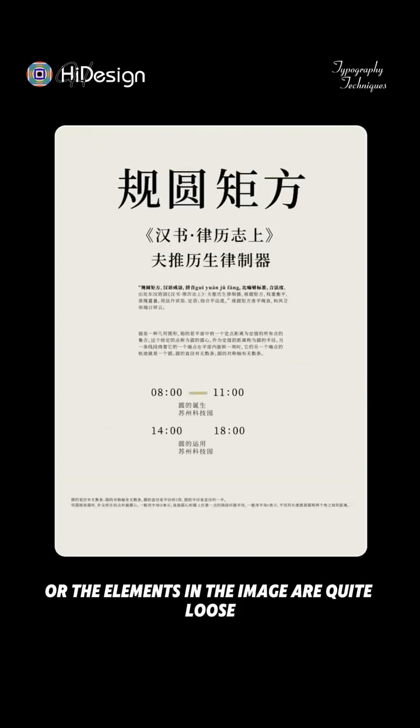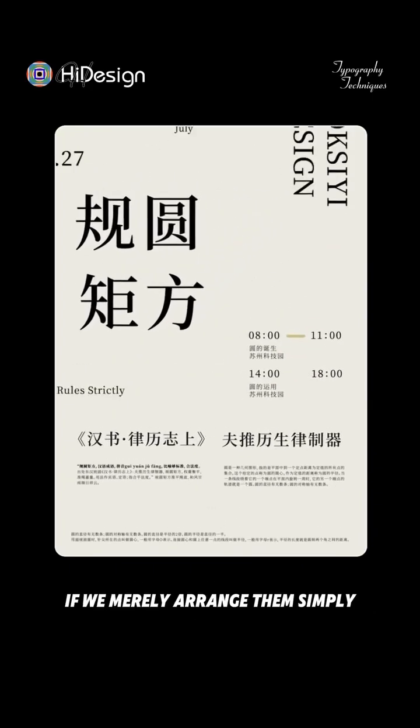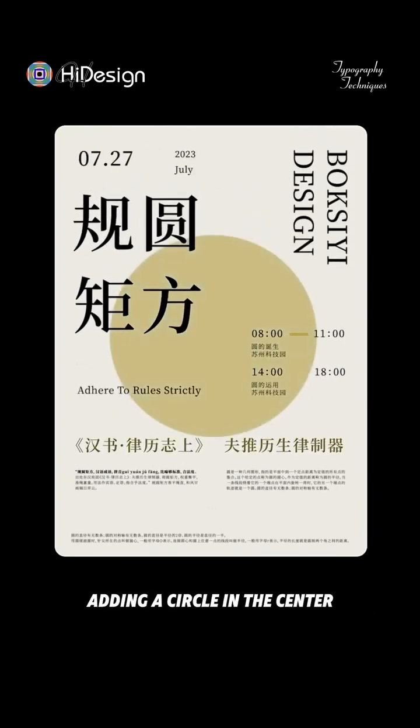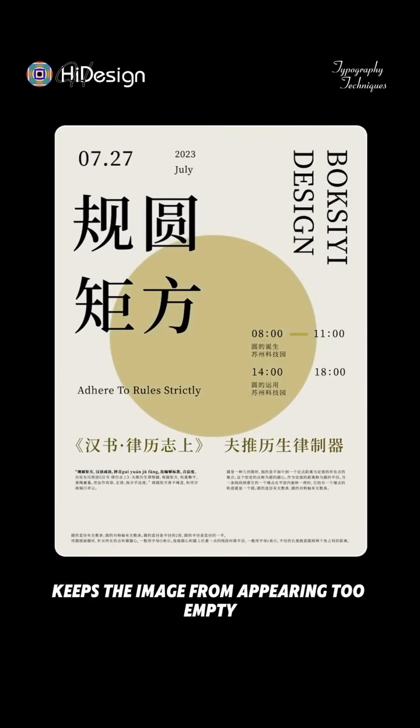or the elements in the image are quite loose. If we merely arrange them simply, it feels like something is lacking. Adding a circle in the center keeps the image from appearing too empty, and we certainly don't need to display the whole circle.